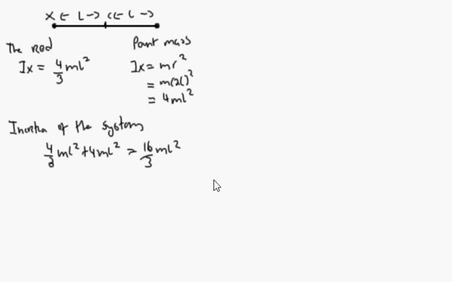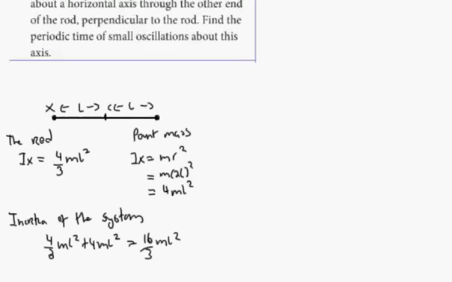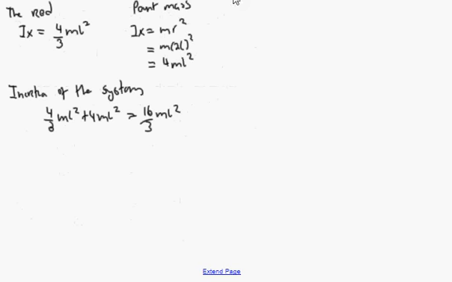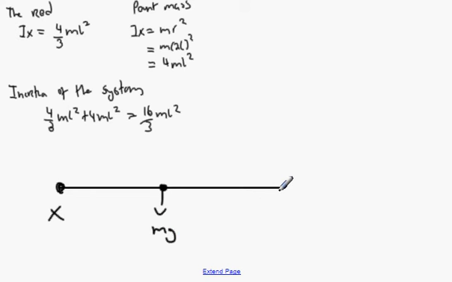Okay, next thing, what we're asked to do is find the period of the system with the point mass at the end. Now we read the rest of the question. It is free to rotate about the horizontal axis through the other end, perpendicular to the rod. Find the period of small oscillations. So what's happening is we have a rod, and the rod has a point X here, and it's mg in the middle, which is the mass in the middle. And then it has another mg at the end.